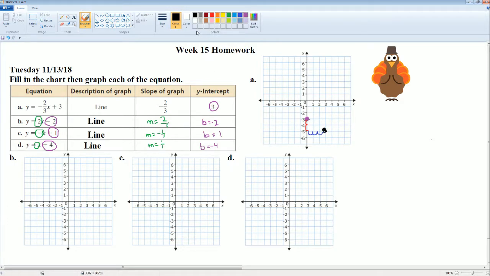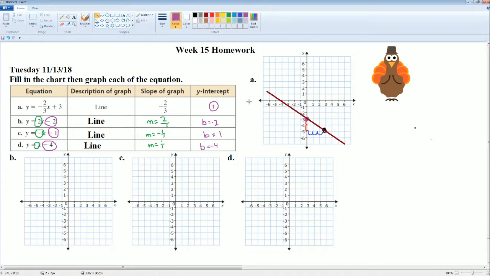Good. Now we want to connect it via a line. Okay. That's a bad line. Alright, let's do that again. Let's try that. Yep, that looks like a good line. Okay. There you go. That would be how this one looks. This is a negative slope because it's going down. Alright, let's go to B.